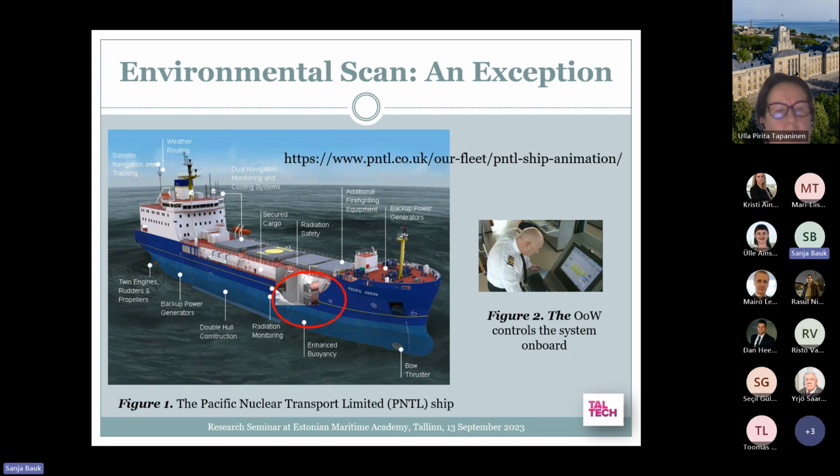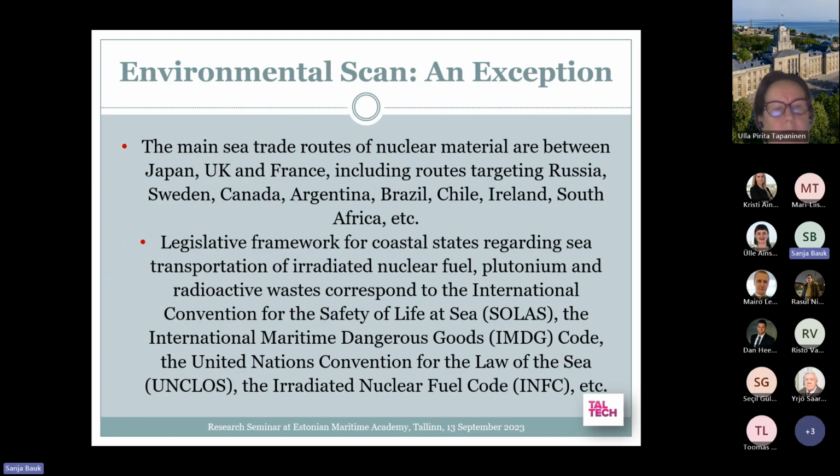But the status of the containers is communicated to the control center via the officer on watch indirectly. So there is still no direct communication between these containers and the ship. Since we have time, I decided to put this environmental scan into a little bit wider context and to say something about the regulations of transporting this nuclear cargo in sea transportation, which is really comprehensive.